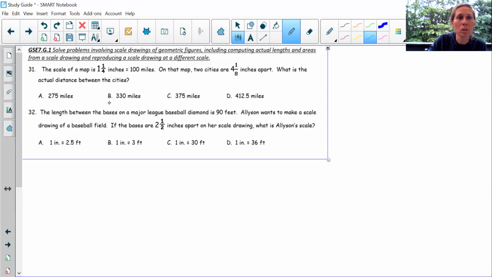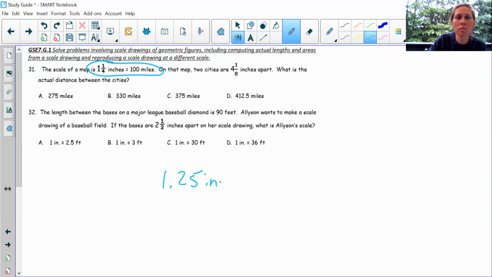The scale of a map is 1 1/4 inches is 100 miles. Now I'm going to rewrite that as 1.25. 1.25 inches is 100 miles.